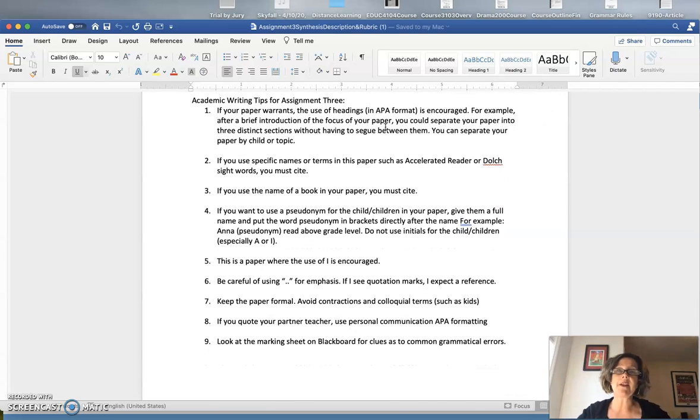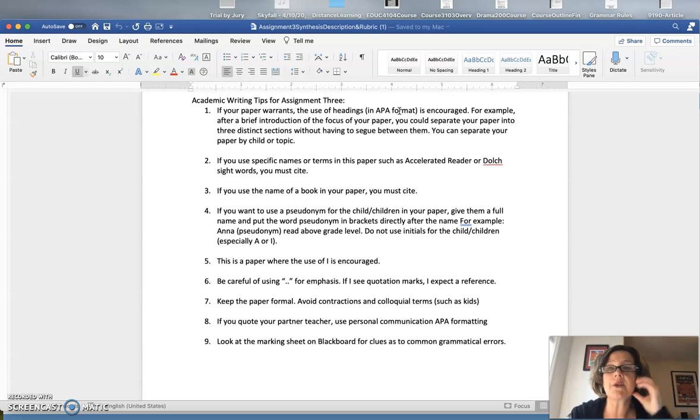Academic writing tips. These are the things that I found in the past that students have done, and I just thought I'll give you a tip on it. If your paper warrants the use of headings in APA format, please use headings. So if you say, I looked at 3 reading strategies that I saw in the classroom, here we go, Fountas and Pinnell, Lucy Calkins, and Richard Allington. Boom, boom, boom. You can actually just use headings. You don't have to segue through. Or if you want to discuss the progress of individual students and what was happening there and what really worked well and what didn't work well, you can just put Billy, Sarah, and Tiffany, right? So think about headings.